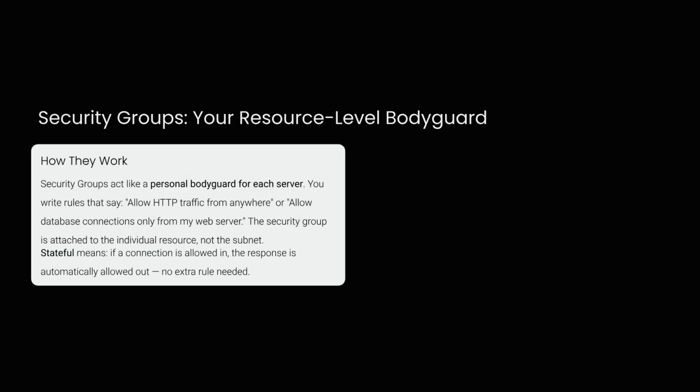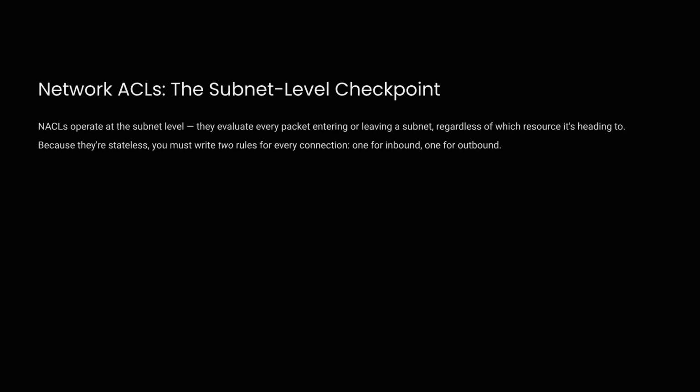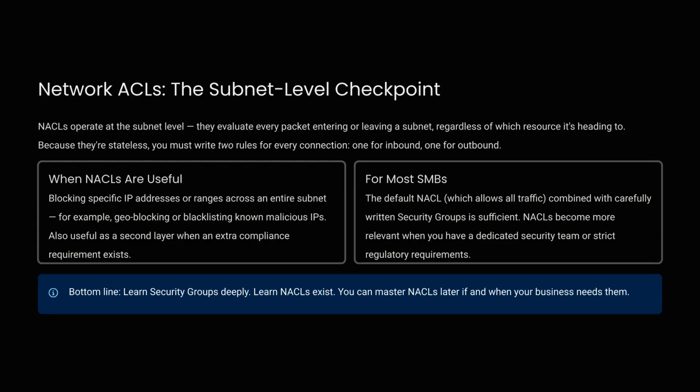They are stateful, meaning if incoming traffic is allowed, the return traffic is automatically allowed out. They are attached to the individual resource, not the subnet. Network ACLs, NACLs, are the subnet level checkpoint. They are stateless, requiring 2 rules for every connection, one for inbound and one for outbound. For most small businesses, security groups are sufficient. NACLs are primarily needed for dedicated security teams or strict compliance.